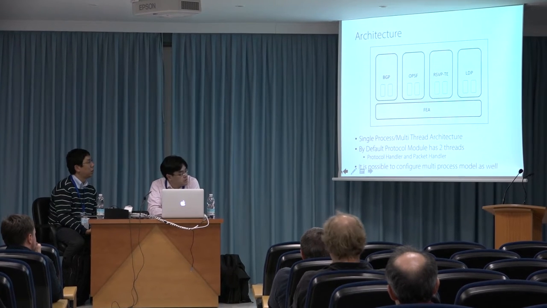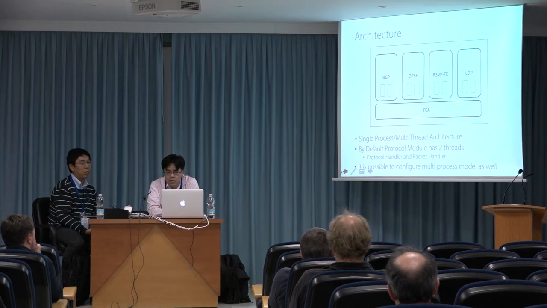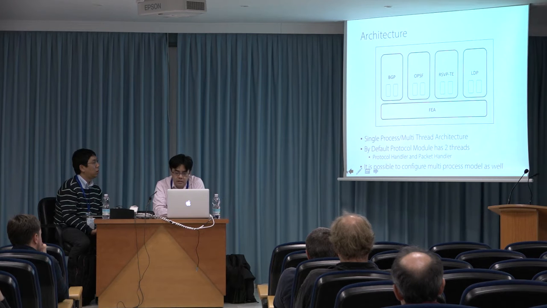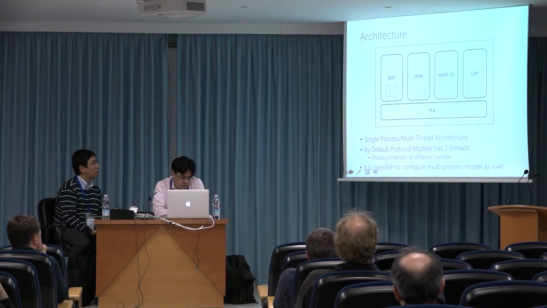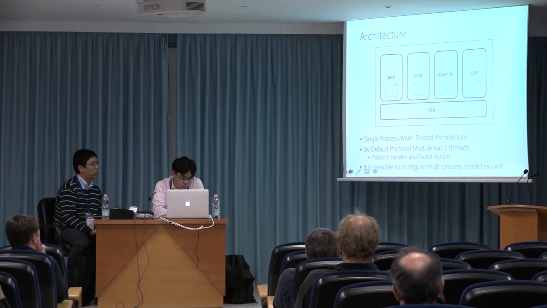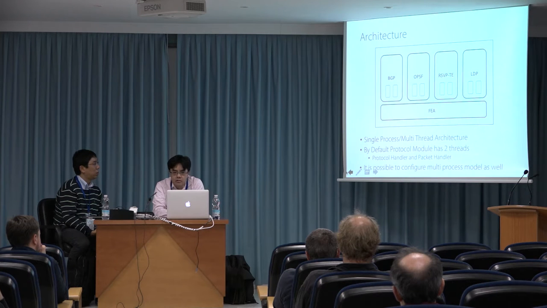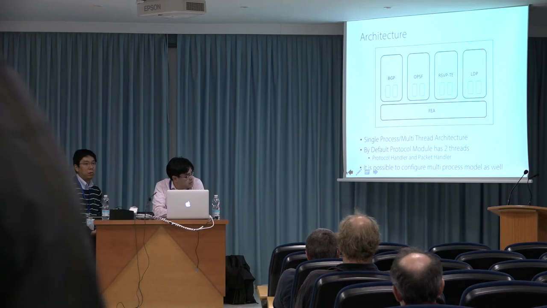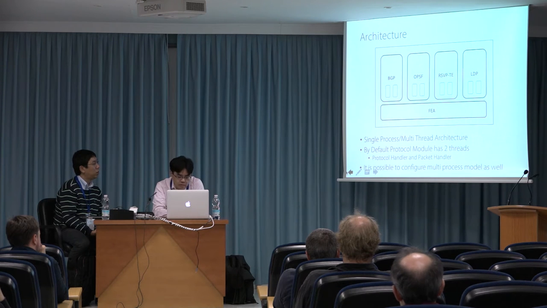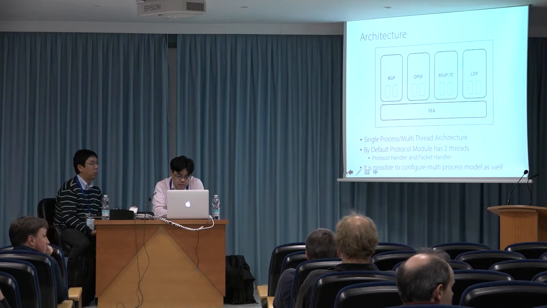So the basic architecture looks like this. It's very similar to the original Zebra or Quagga implementation, but one big difference is that it's not the multi-process model which Quagga uses. Currently I'm using a single process with a multi-threaded architecture. Every single protocol module by default has two threads. One thread is for protocol handling, and another thread is for packet handling and timeout handling. It is also possible to configure the multi-process model as well. So if you want to adopt the same multi-process model which current Quagga uses, you can do it.